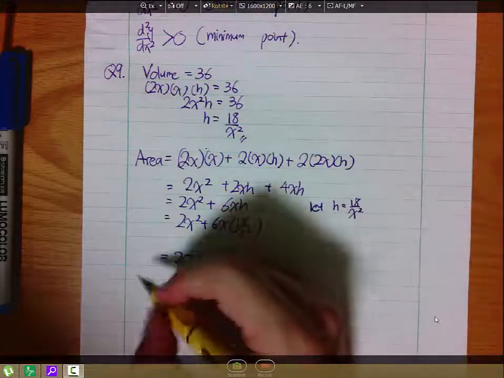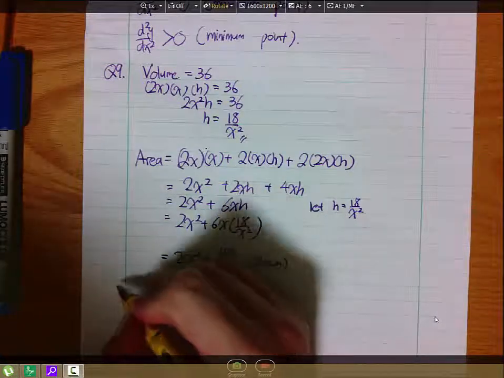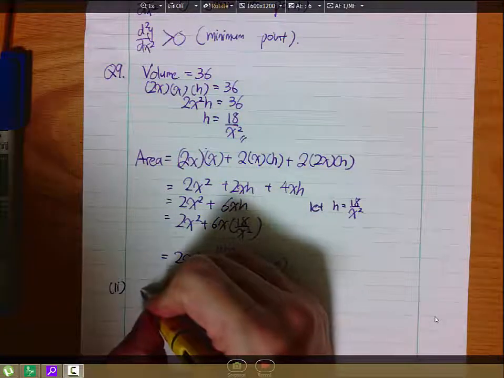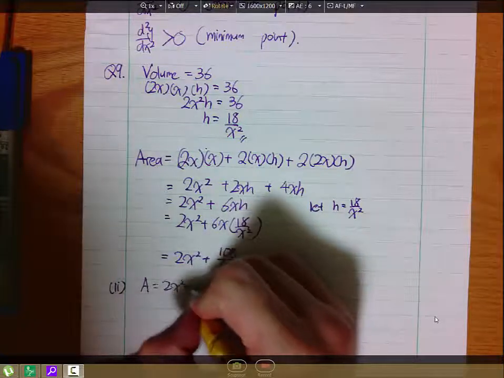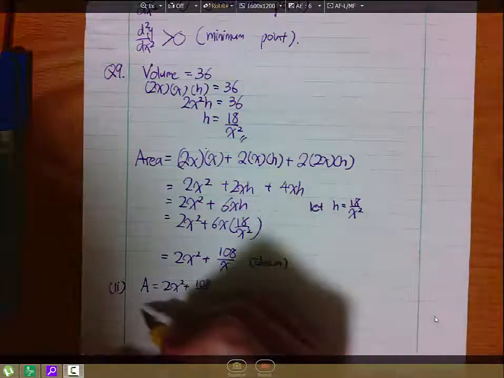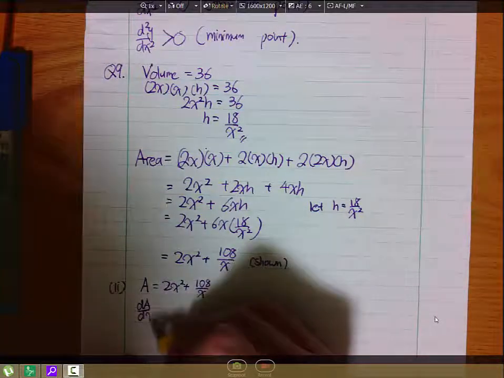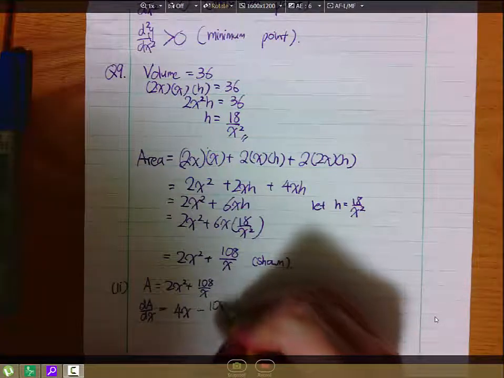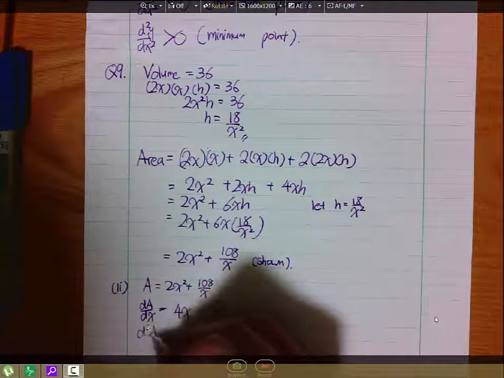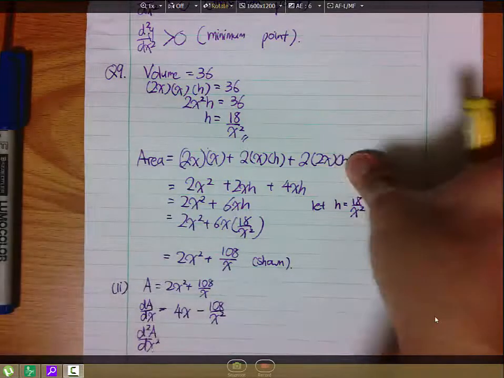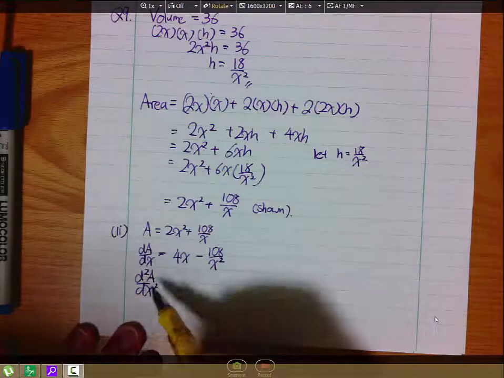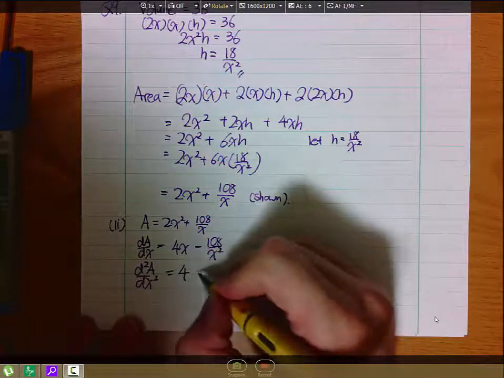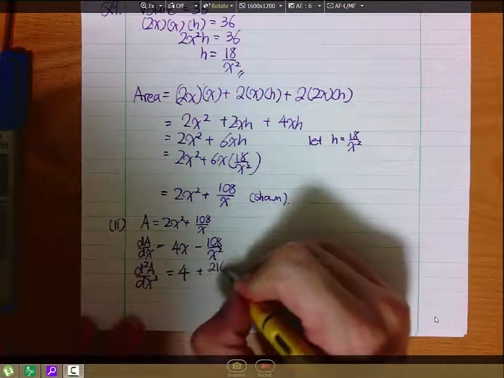Next thing we want is to find the turning point, because they ask us to find the value of x and of h to make the total surface area a minimum. So I start with A is 2x squared plus 108 over x. I differentiate one time, differentiating A with respect to x. I get 4x minus 108 over x squared. Then I differentiate again for the second differential. The point of the second differential is for me to check later if the point is a maximum or minimum. I get 4 plus 216 over x cubed.